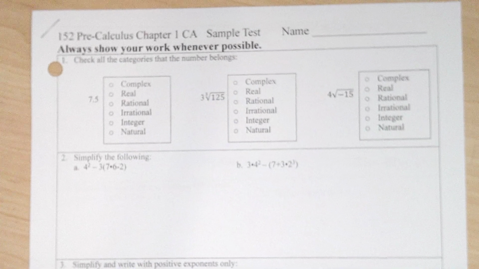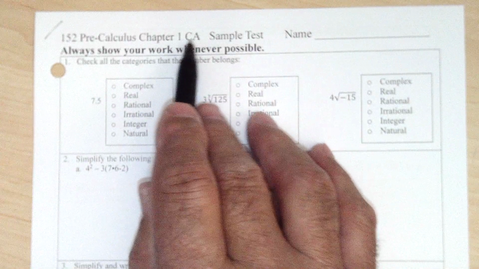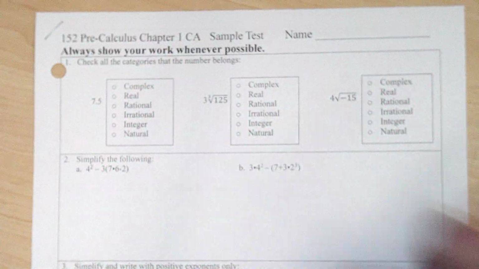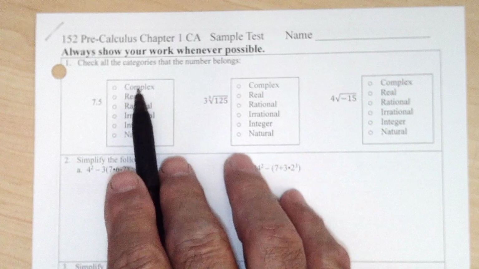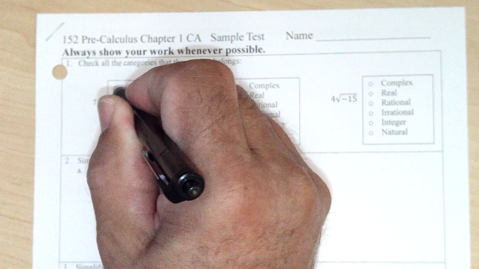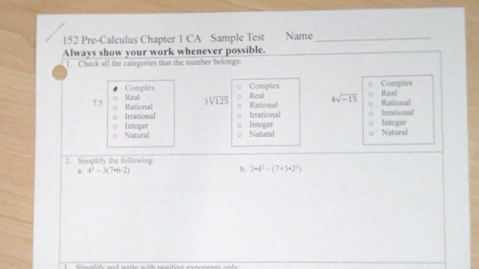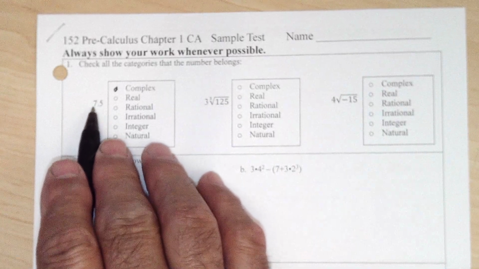Okay, let's go over our sample test for the 152 chapter 1 in the college algebra text. Check all the categories that this number belongs to. So complex will always be these numbers. Complex includes all of them.